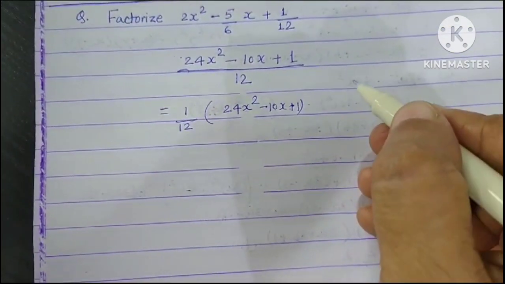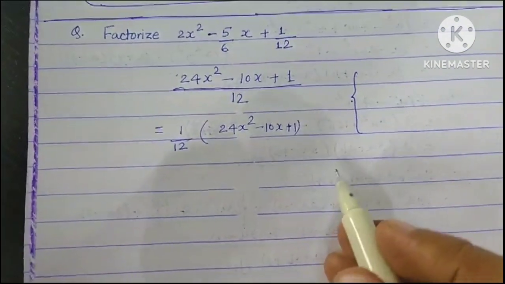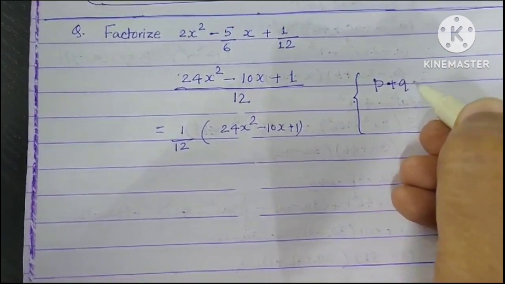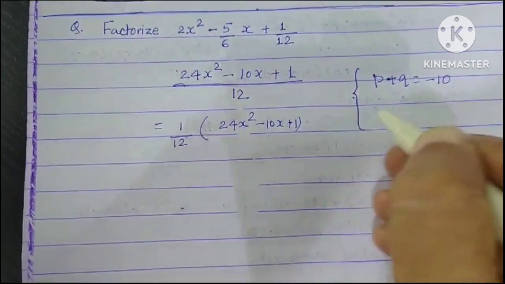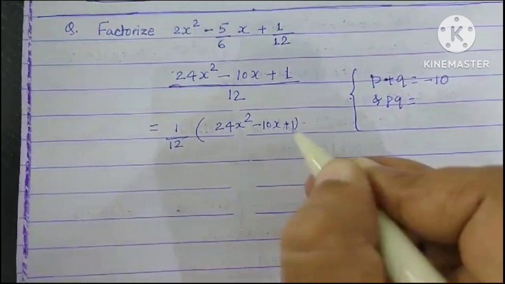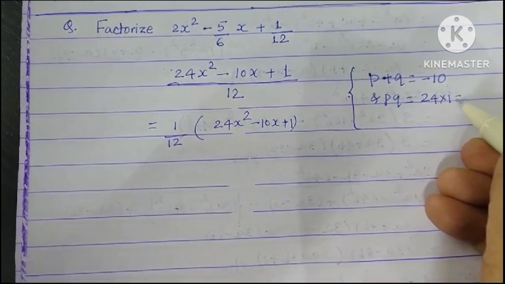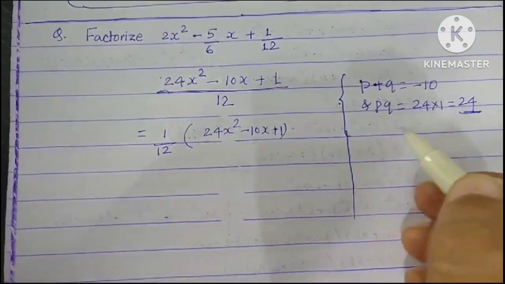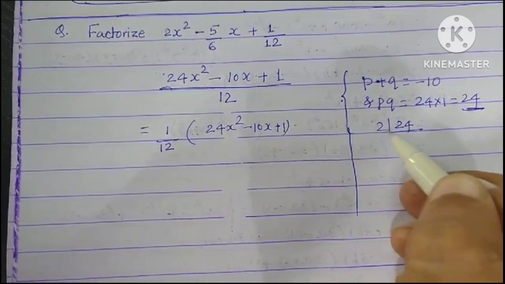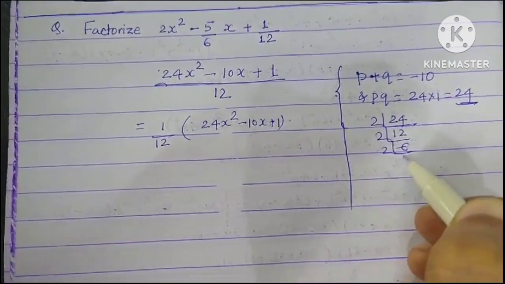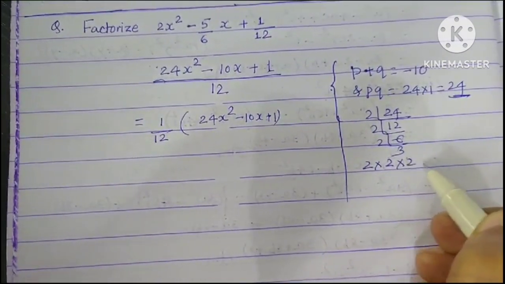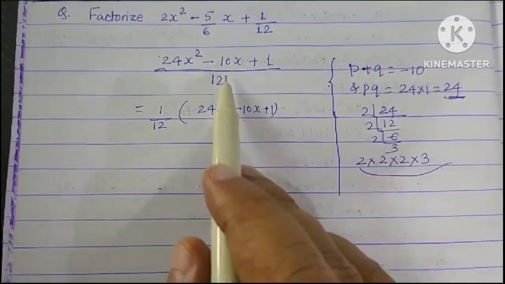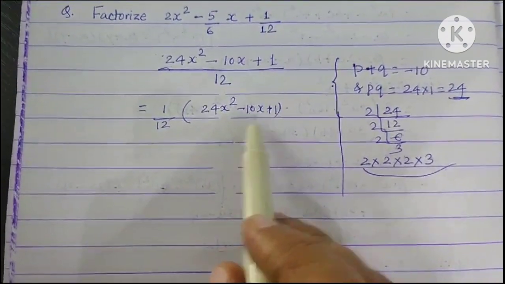We need to find two integers p and q such that p plus q is equal to minus 10, and pq is equal to 24 multiplied by 1, that is equal to 24. So our focus is on this pq, so we need to factorize this 24. 2 12s, 2 6s, 2 3s, so it will be 2 multiplied by 2 multiplied by 2 multiplied by 3.